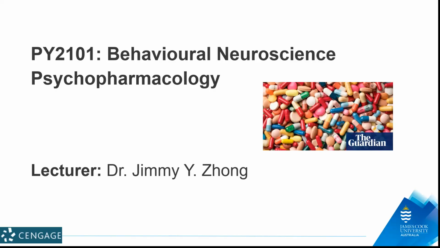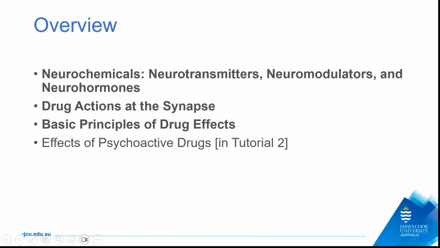Alright everyone, welcome to the third lecture for our week 3, very important, on neurochemicals, neuromodulators, and neurohormones. So, overview: we'll talk about this first, followed by how these different kinds of neurochemicals work, and then the basic principles of drug effects. You guys will like it. The last part will be really for tutorial 2. We absolutely do not have the time for the last part. It is not so crucial, but it's really for knowledge building.